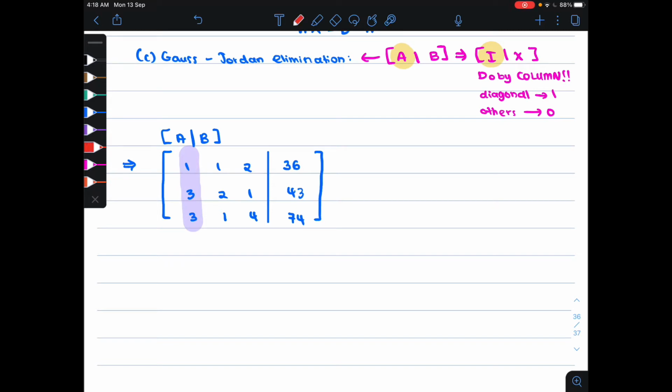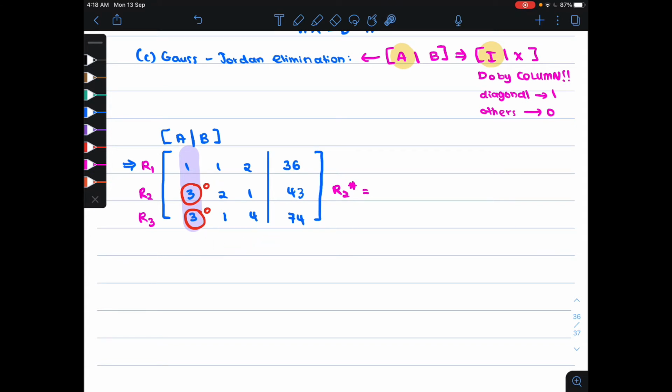So, sekarang ni kita tengok others pula, which is in the second row and the third row. And we need to change others to become 0. So, jangan lupa label R1, R2 dengan R3 untuk memudahkan kamu tahu dekat row mana kamu sedang buat operation. So, let's look at the second row. We need the new R2. So, we need to change 3 to become 0.